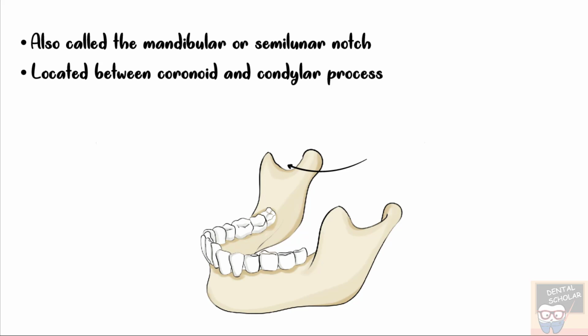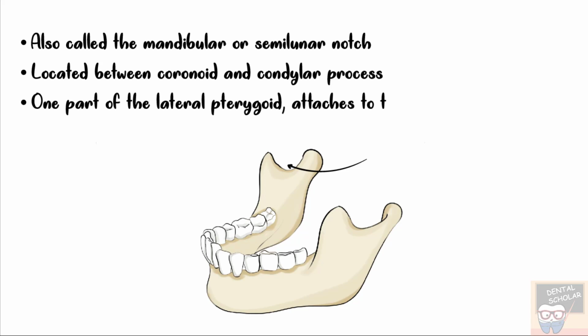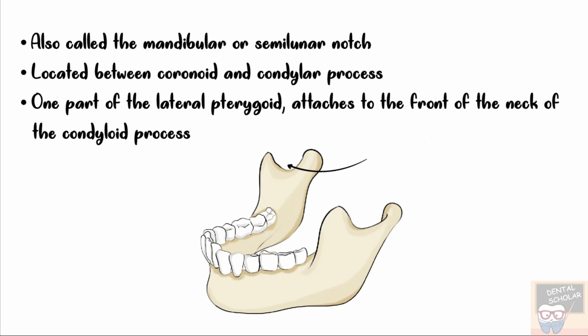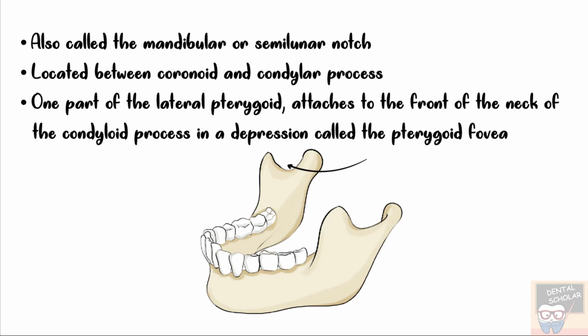Also, one part of the lateral pterygoid muscle attaches to the front of the neck of the condylar process in a depression that is called the pterygoid fovea. So there is a depression just beneath the condyle, and this depression is called the pterygoid fovea, and in this pterygoid fovea, the lateral pterygoid muscle gets its attachment.